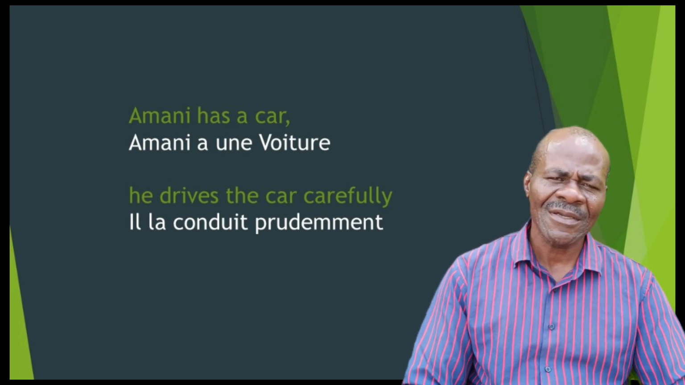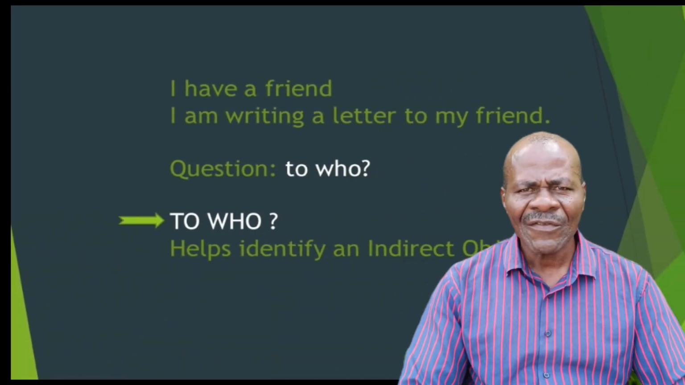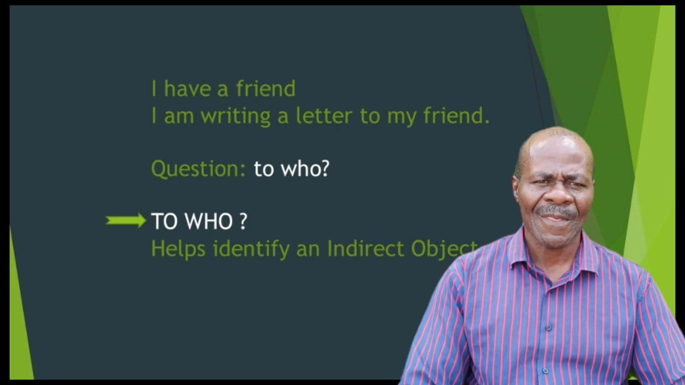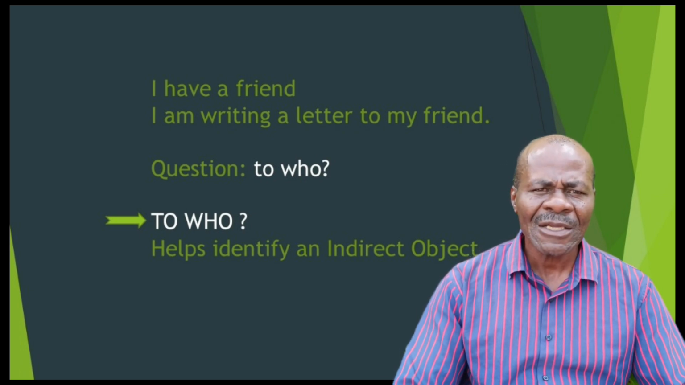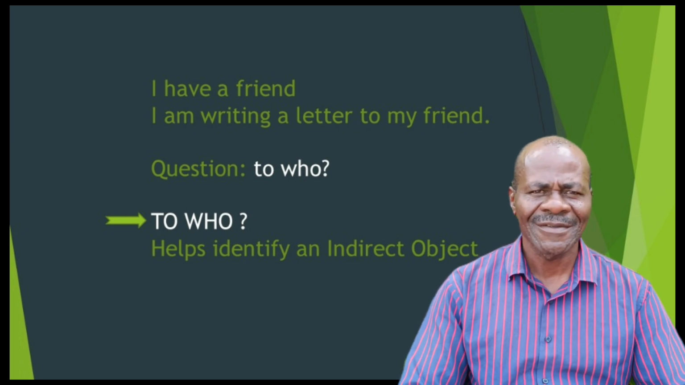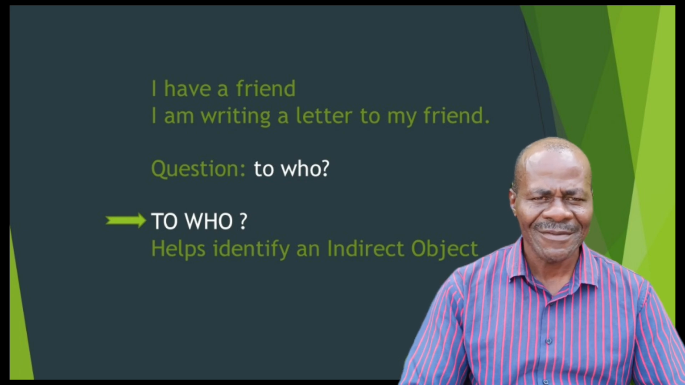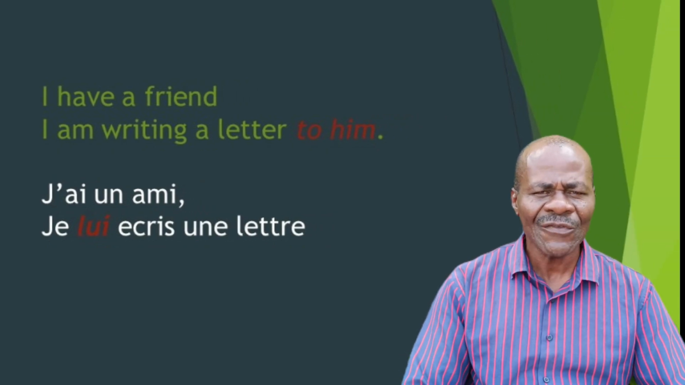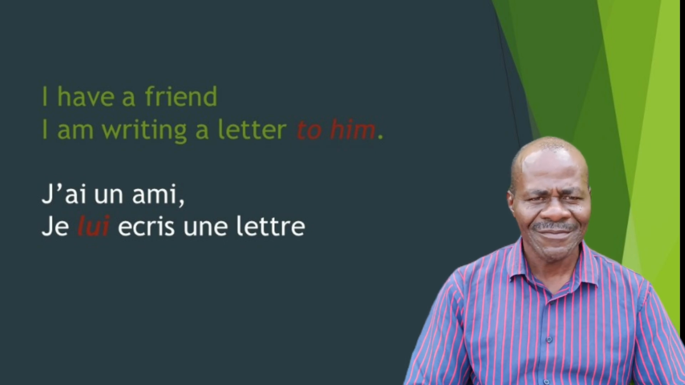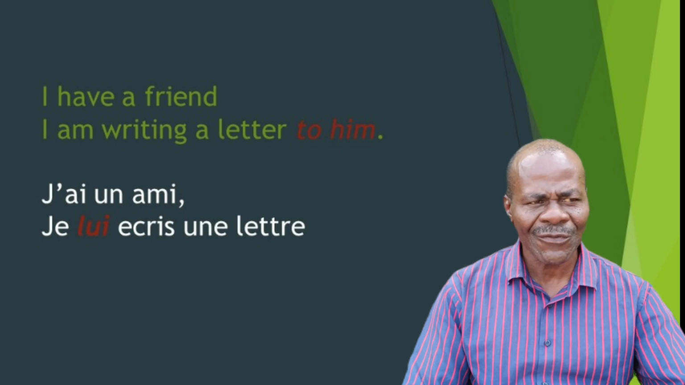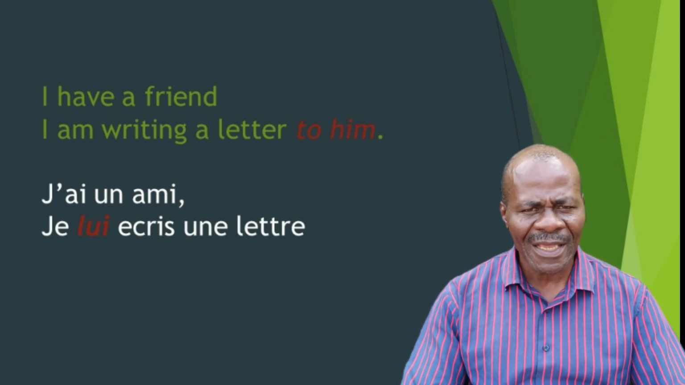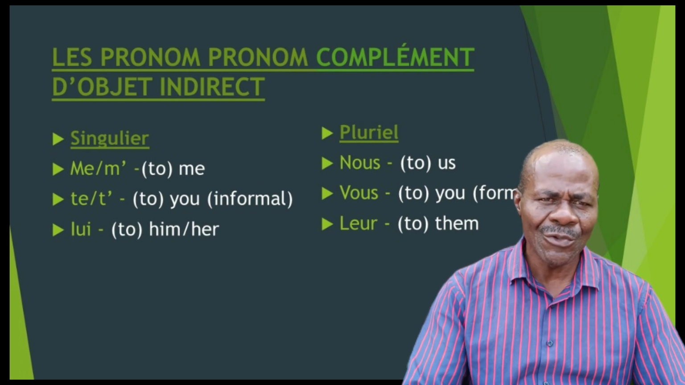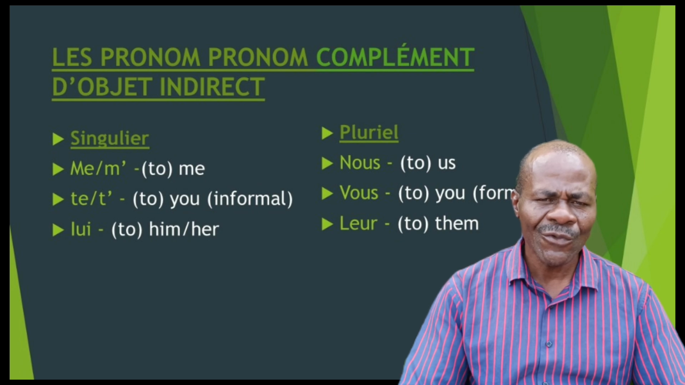Let us have another example. I have a friend. I'm writing a letter to my friend. I'm writing a letter to who? Indirect object. I'm writing a letter to him. Indirect object. So now, "to him" in French is lui. Let me remind us the list of indirect object, pronom complément d'objet indirect in French: me, te, lui, nous, vous, leur.